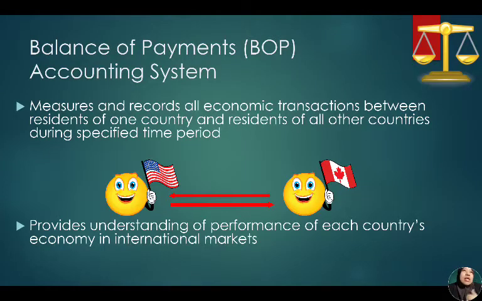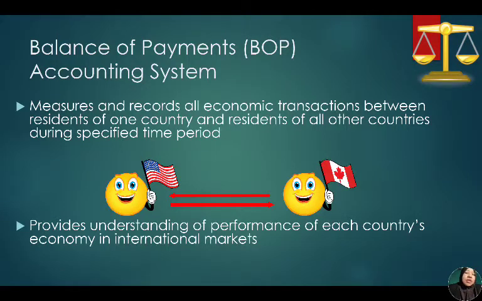So last week we already learned about the fixed exchange rate and flexible exchange rate. So this is the continuation of the chapters on the international monetary system, and today is about the balance of payment, which is to record all the transactions in international business. So the balance of payment, or BOP, measures and records all economic transactions between residents of one country and residents of all other countries during a specified time period.